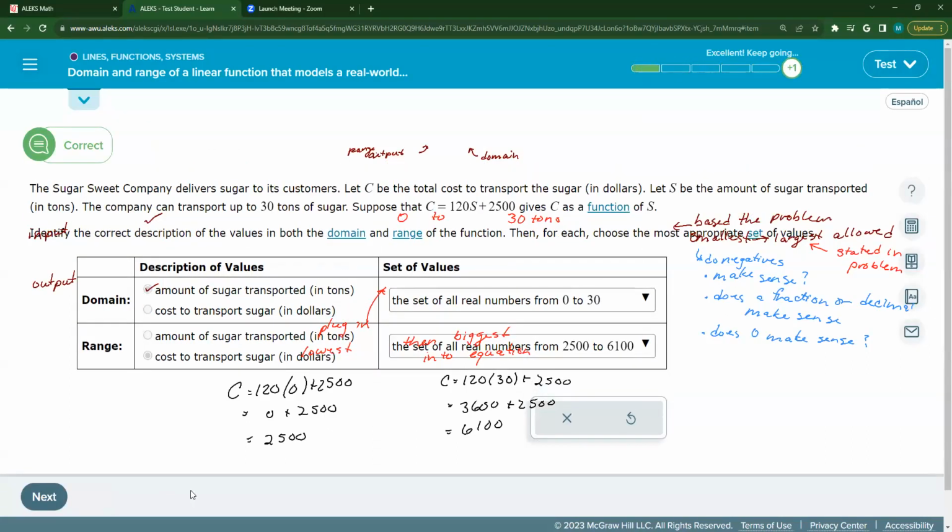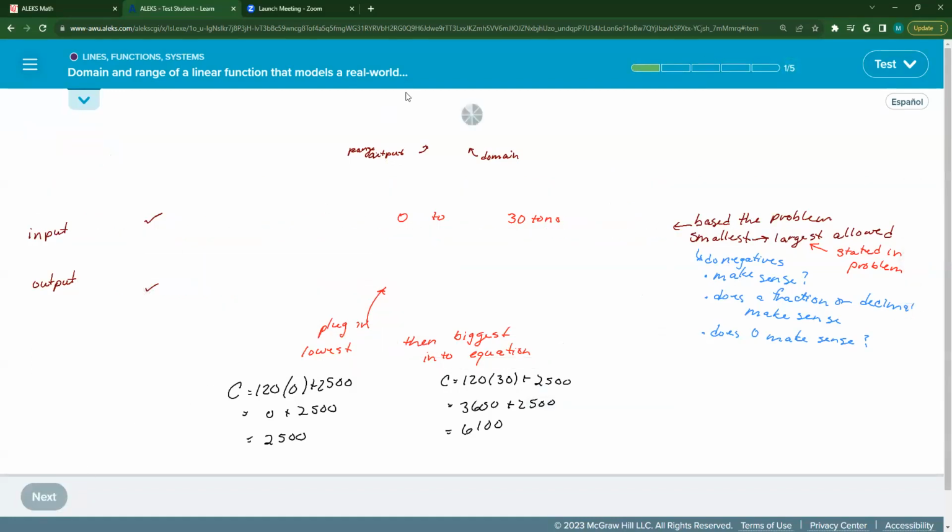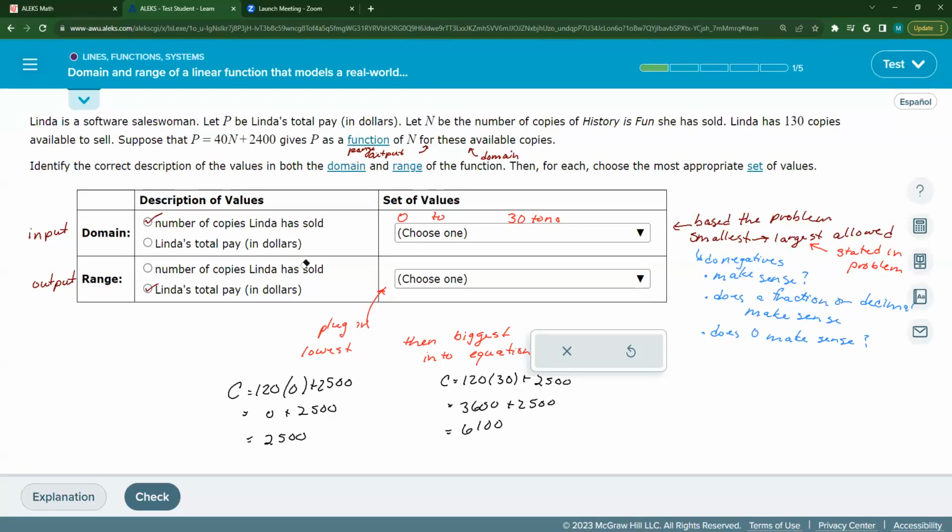All right, so I've got one done, and we're going to do another one, and I'm going to selectively see what I have to erase. So I'm going to erase my equation. I can keep a lot of my notes here. I'm going to erase this.